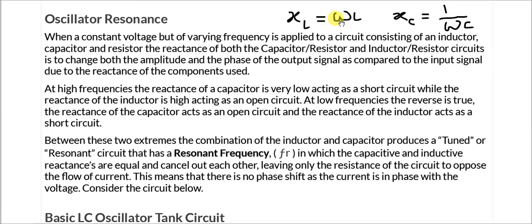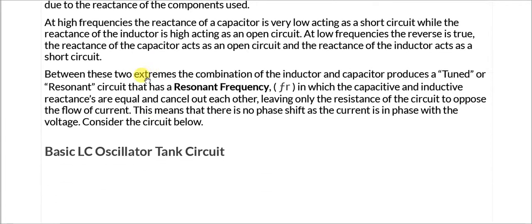Now between the two extremes, the combination of the inductor and capacitor produces a tuned or resonant circuit that has a resonant frequency, FR, where R is actually a subscript, in which the capacitive and inductive reactances are equal. XL is equal to XC and they cancel out each other's effects, leaving only the resistance of the circuit to oppose the flow of the current. This means that there is no phase shift, as the current is in phase with the voltage.